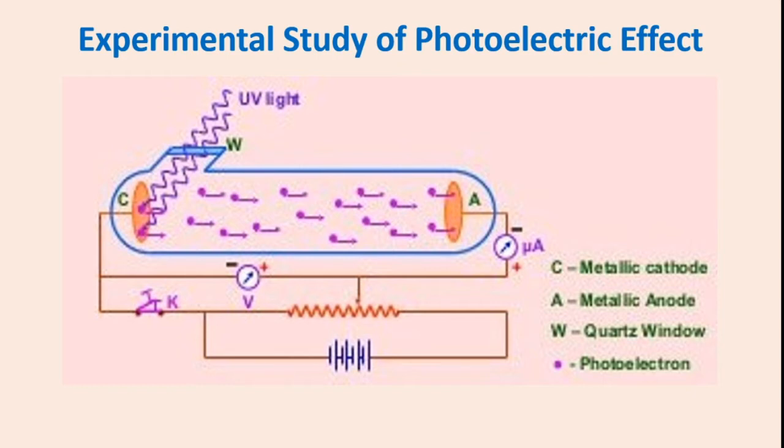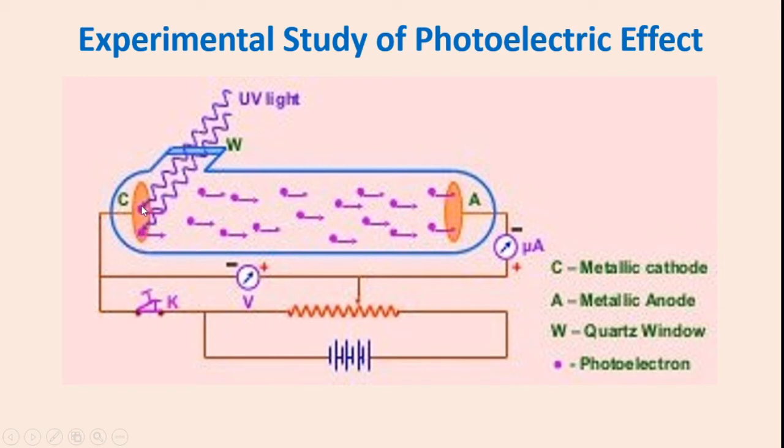So when ultraviolet light is incident on this cathode through this window, the free electrons within the cathode absorb the photon energy of this ultraviolet light, and they get sufficient energy to leave the surface of the cathode. If there is no potential across this cathode and anode, then the electrons emitted from the cathode surface will move randomly in all directions.